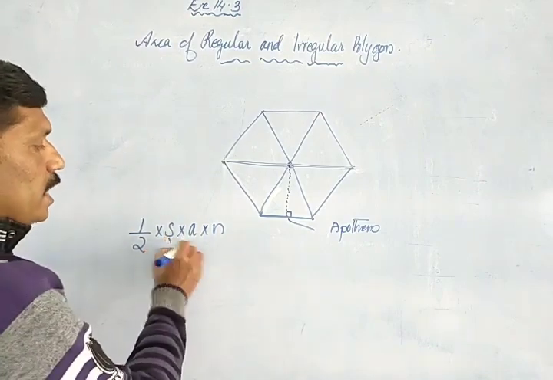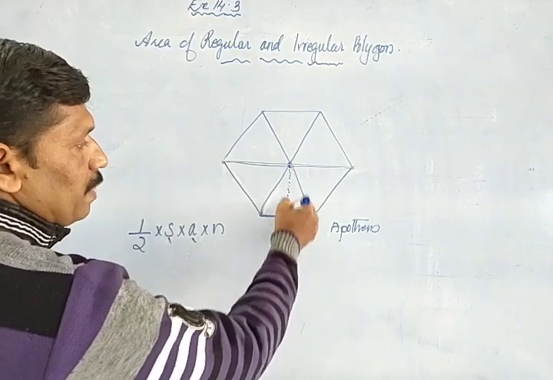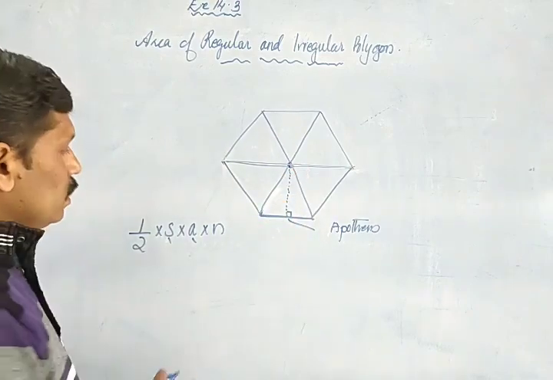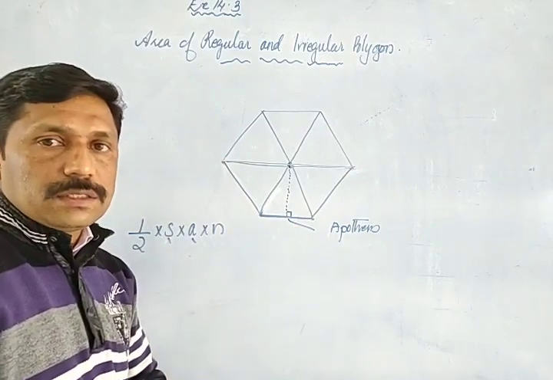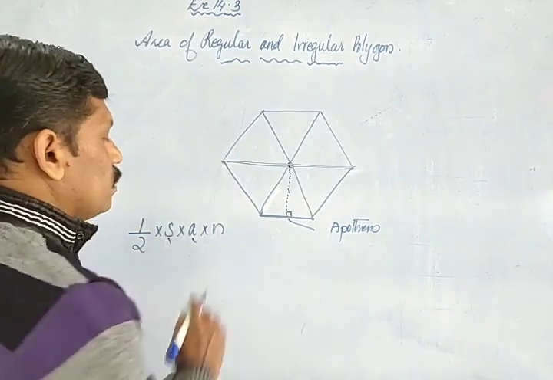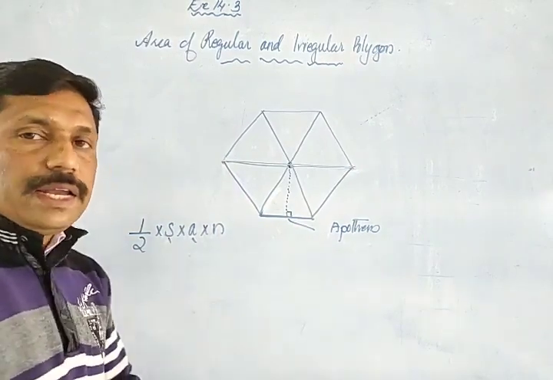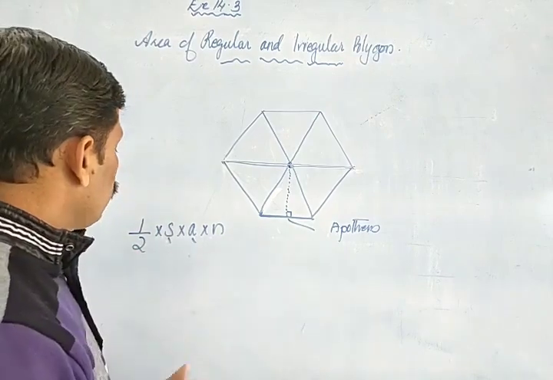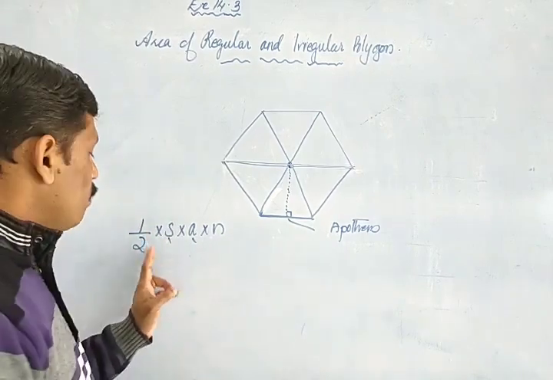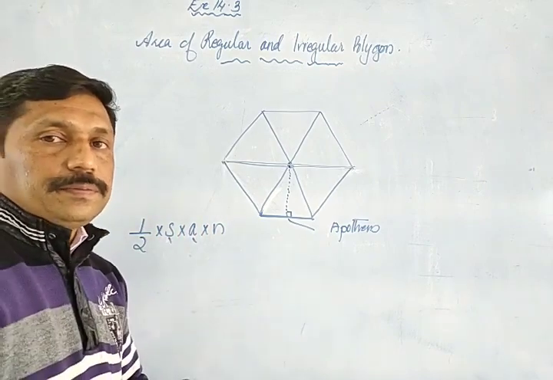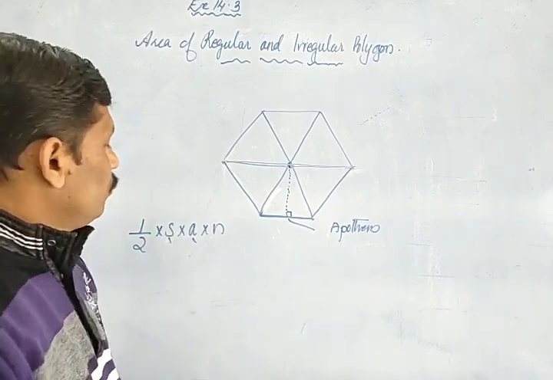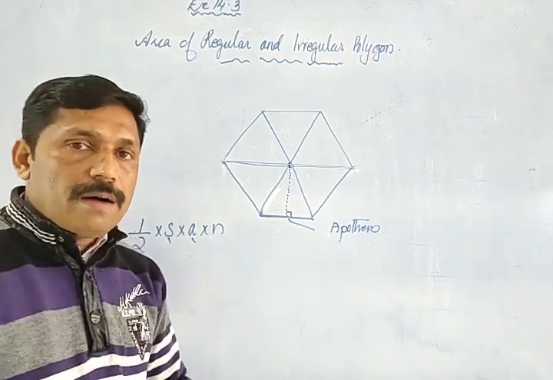This s means side and a means apothem. Apothem actually means height only. And n means the number of sides. How many sides this polygon has? That is n. So, in order to find out the area of a regular polygon, we use the formula half into side into a into n. By using this formula, we can find out the area of a regular polygon.